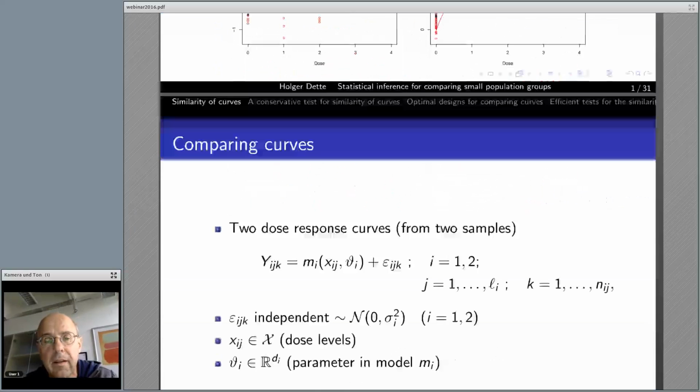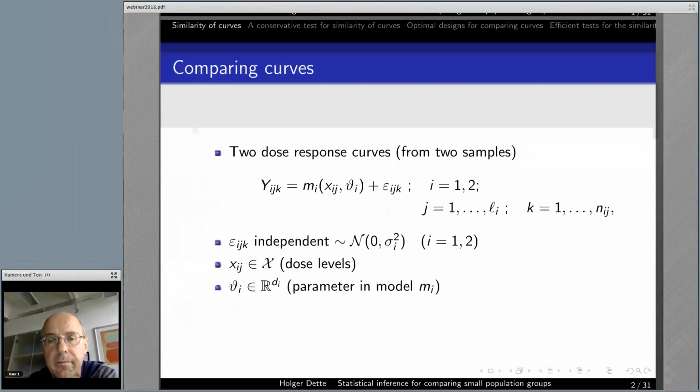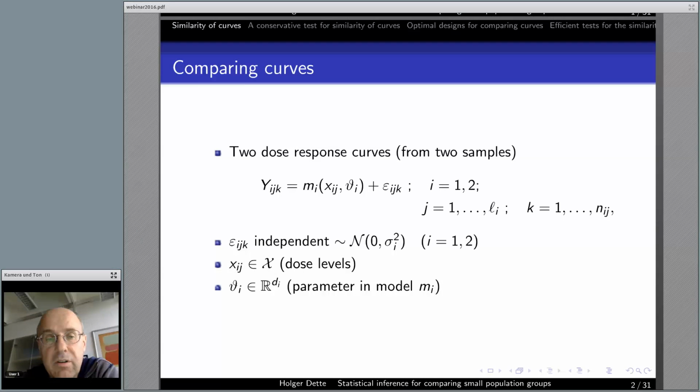Okay. So if you formulate that mathematically, you have two dose response curves. So this is common terminology. So we have observations y_{ijk}. i corresponds to the group. So we have two groups. And in each group, we have those levels, x_{ij}. So we have in each group l_i those levels. And then we have a regression function, m_i, and we have a parameter, theta_i, in each model. And then we have some kind of errors.